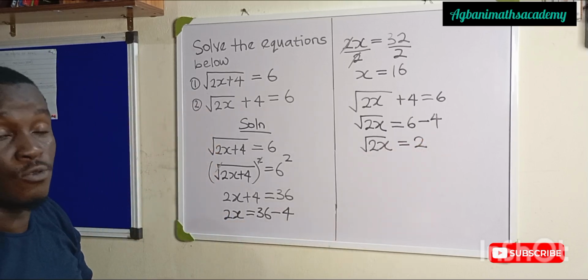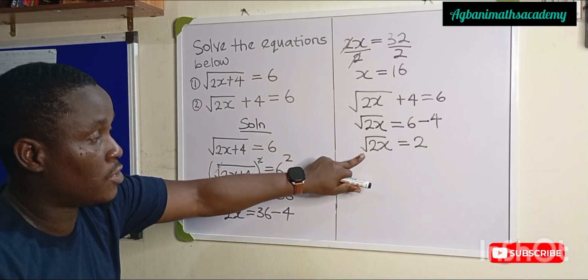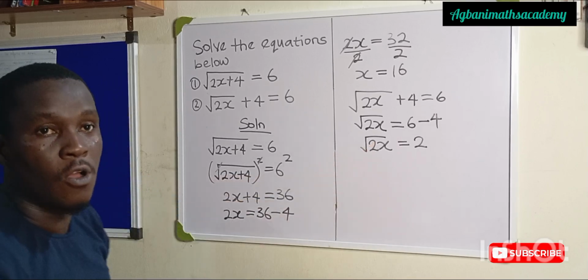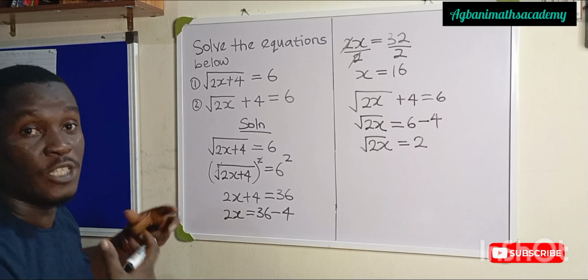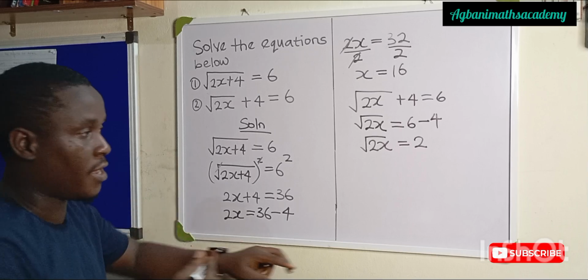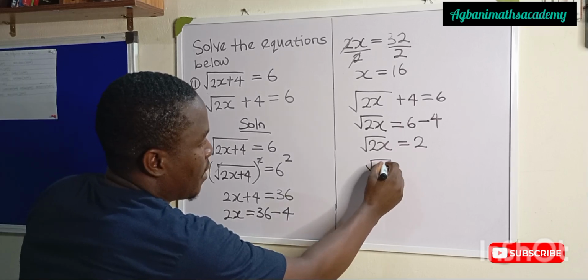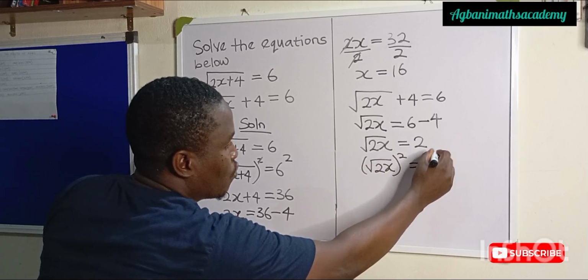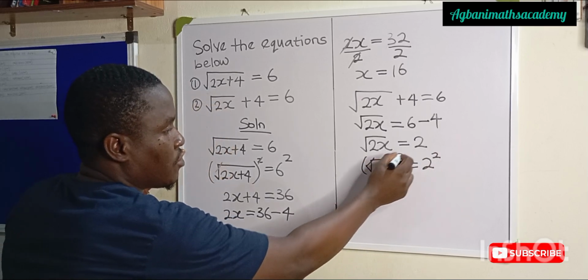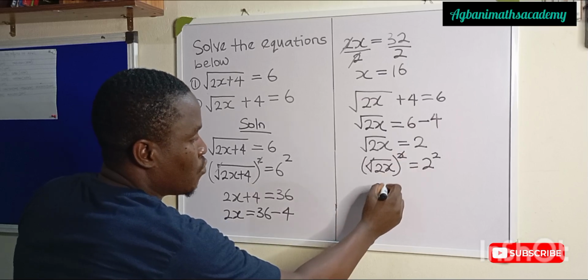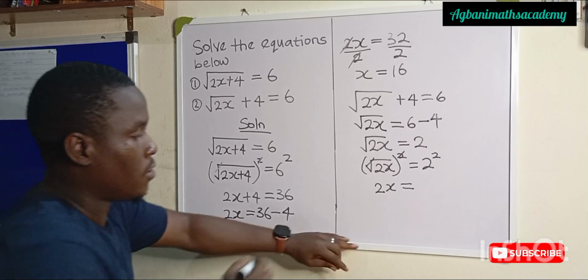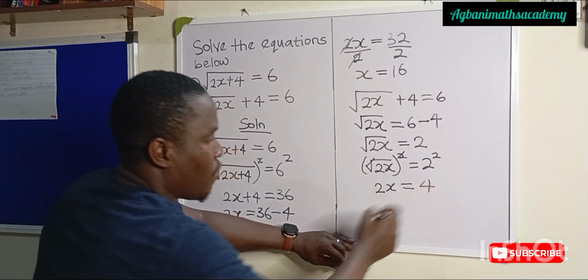The next thing we need to do now is to eliminate the square root, since we have the square root covering everything on the left. And to eliminate the square root, we need to introduce the opposite, which is square. The square root of 2x, all squared, is equal to 2 squared. So on the left, the square root is going to cancel out the square. We have 2x is equal to 2 squared, which is 4. So on the right, we're going to have 4.